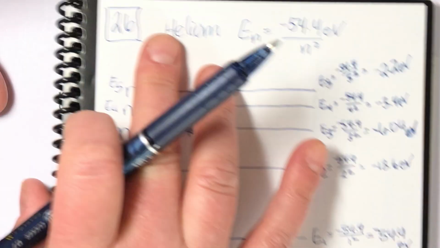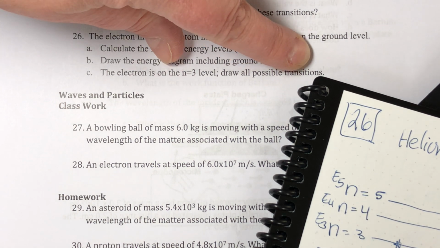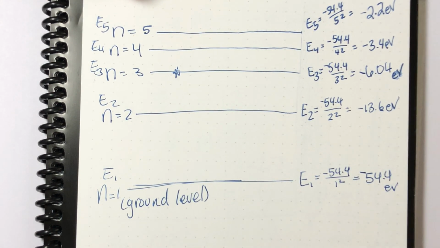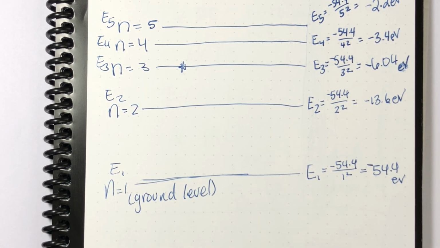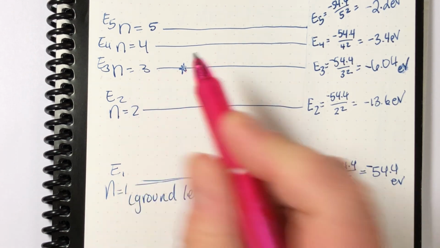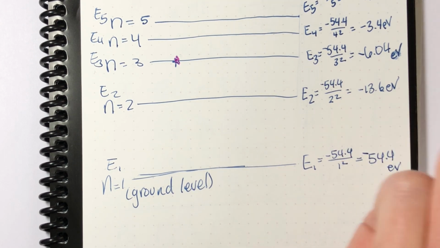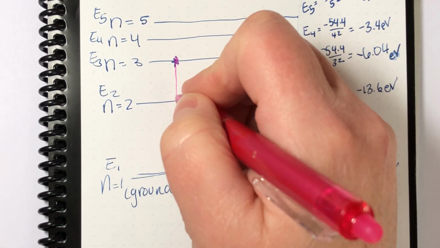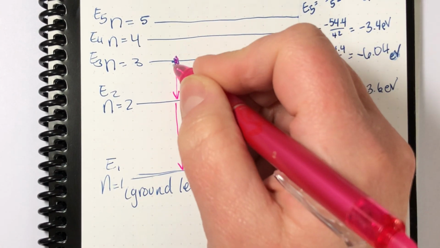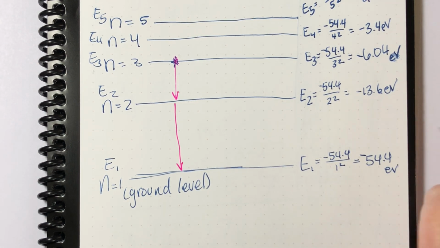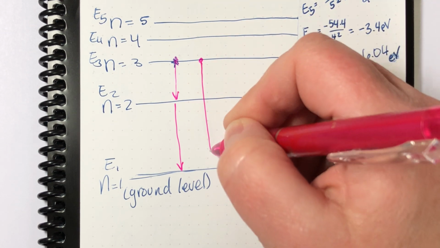Here's the diagram. And then part C, it says the electron is on the n equals 3 level. Draw all possible transitions. So remember what I said in the previous problem, that the electron will only ever fall down on its own. So if it starts here, that's why I drew a little splotch. The electron starts here on level 3. What could it do? Well, it could fall down to 2, and then it could fall down to 1. So it could go boom, boom, and fall down. Or it could start on level 3, and it could fall straight down to 1.